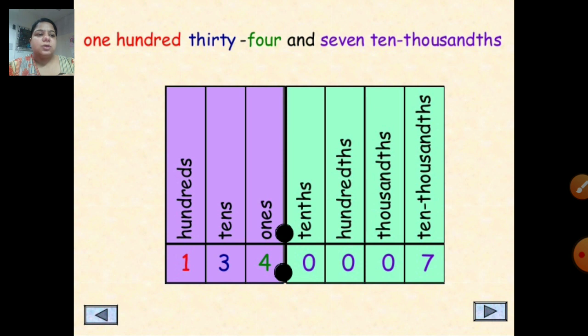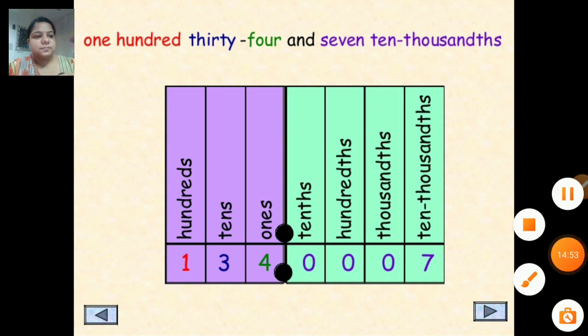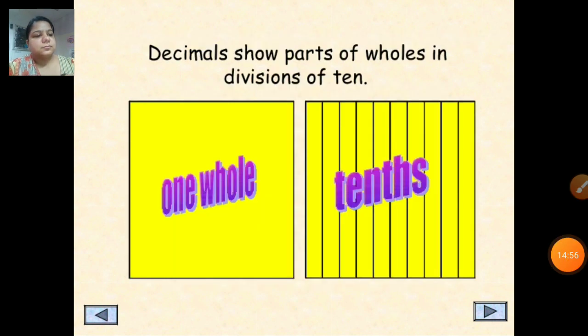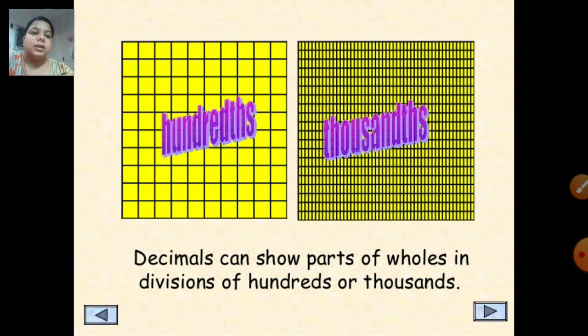So this was all about the decimal numbers. Now let's see some more examples. This is one whole square in front of you, right? If you divide it into 10 parts, each part will represent 1/10. If you divide it into 100 parts, each small square will represent 1/100th.